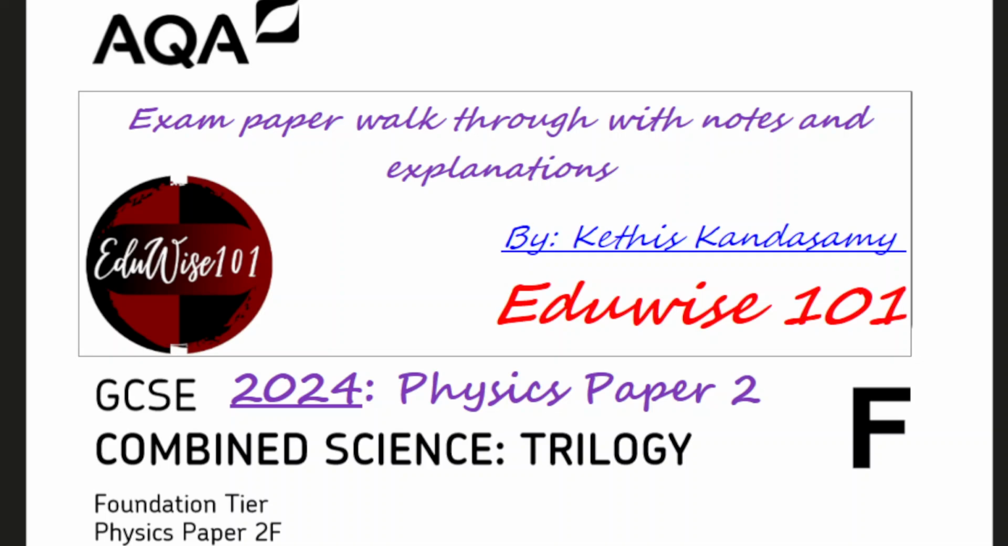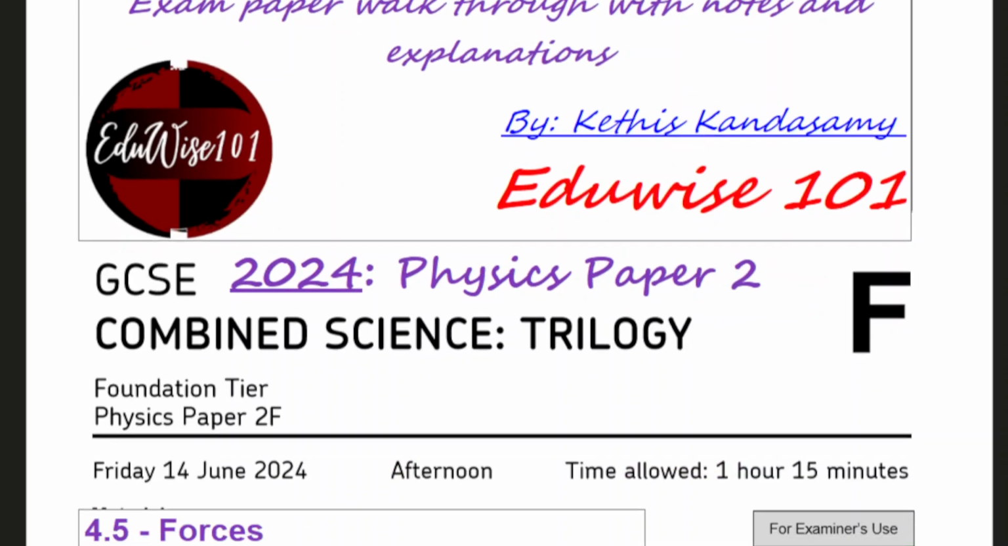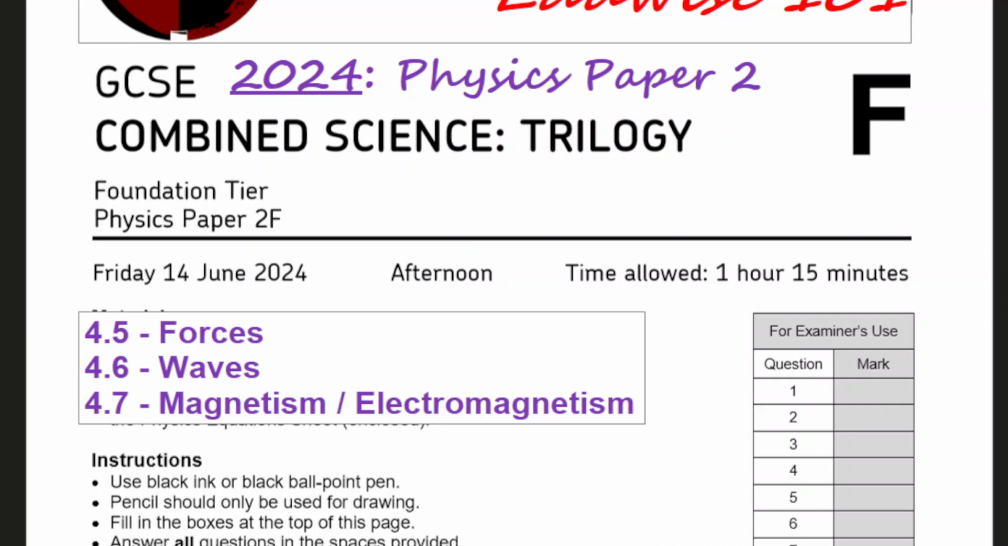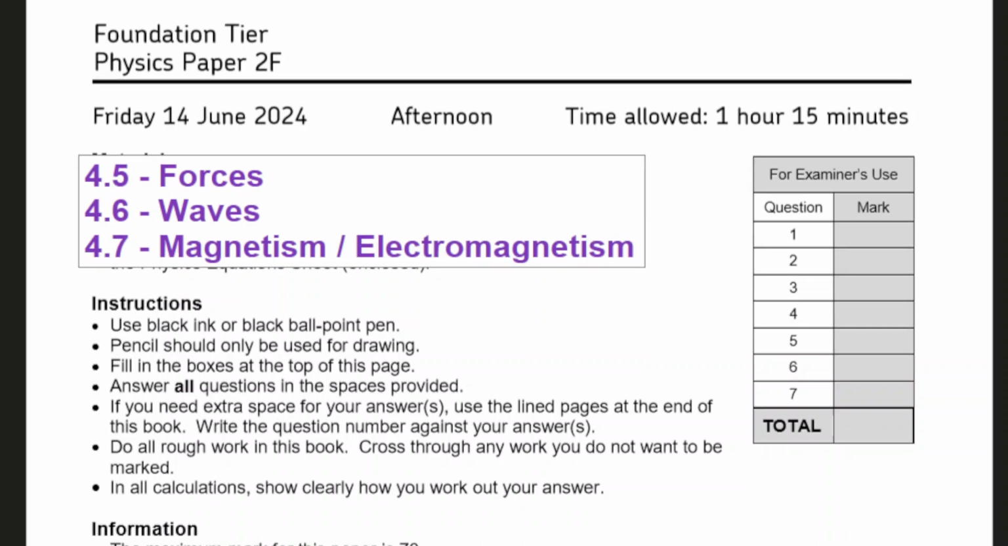In this video, I'm going to go through the AQA Combined Science Physics Paper 2 from 2024. This paper 2 is 1 hour 15 minutes long and it's tested on three main topics: forces, waves, and magnetism and electromagnetism. And it has 7 questions in this paper. So let's have a look at question number 1.